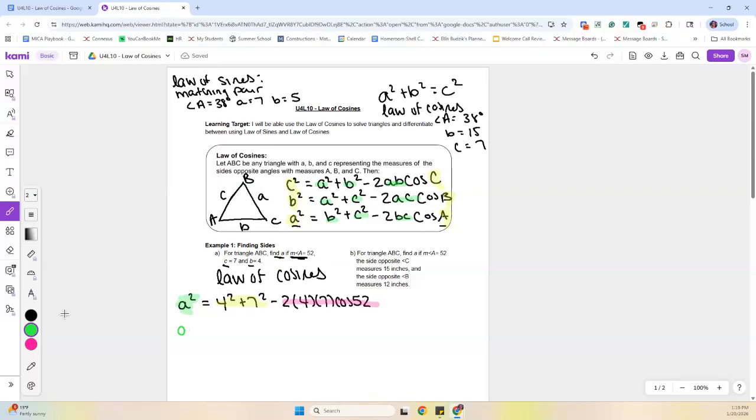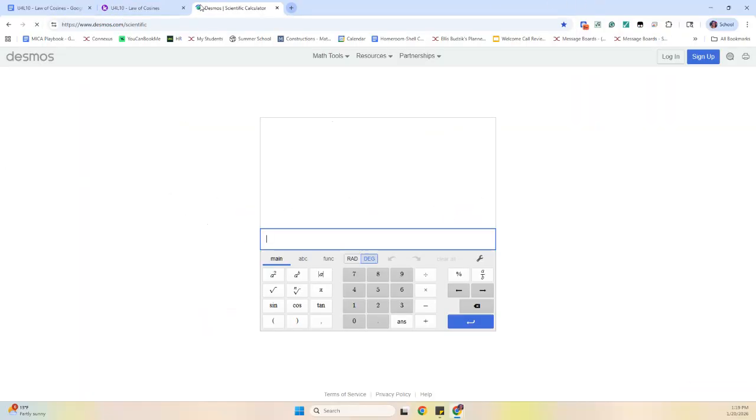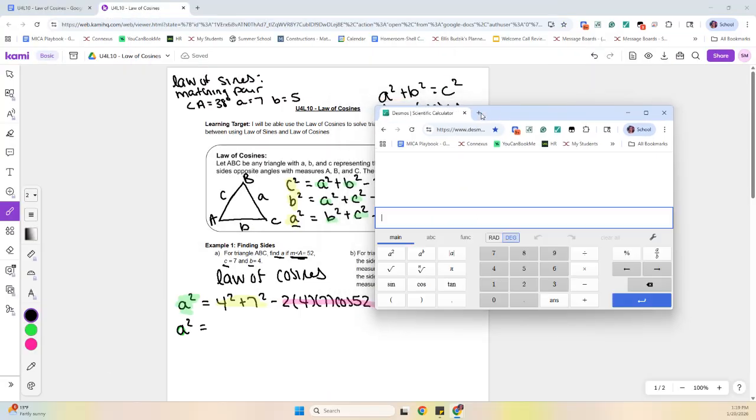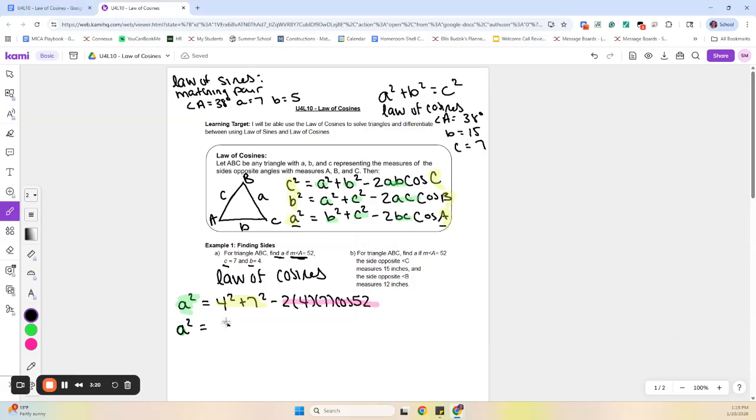So first section is just going to stay A squared. Next section, I'm going to do 4 squared plus 7 squared. And again, you can always use your calculator for help. So 4 squared I know is 16, or I can just enter it in, plus 7 squared, which is 49. So I get 65 for both of those added together. So 65 minus, and then I have 2 times 4 times 7. 2 times 4 is 8. 8 times 7 is 56. I still have cosine of 52.